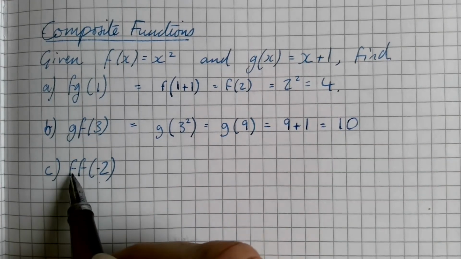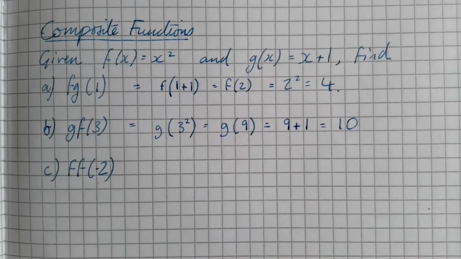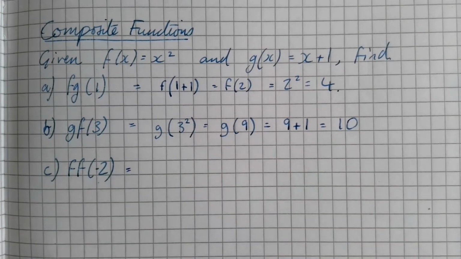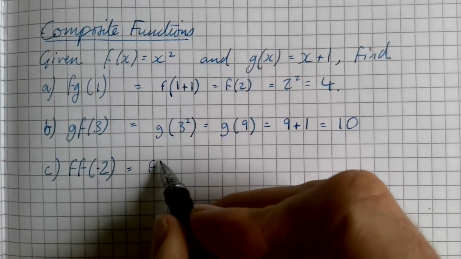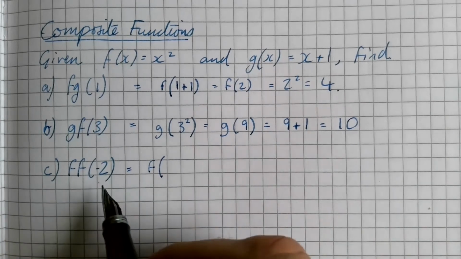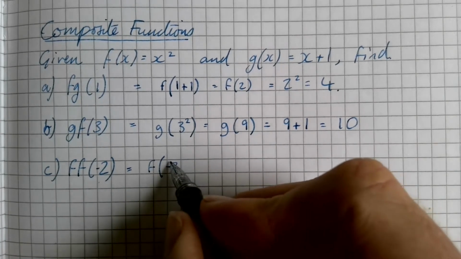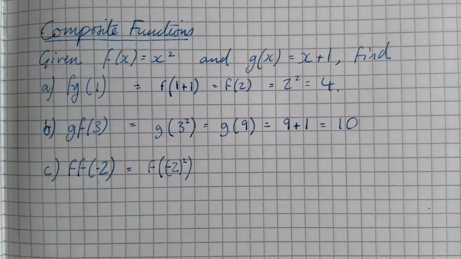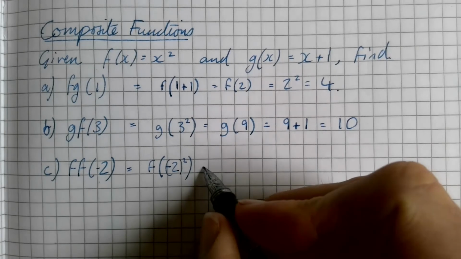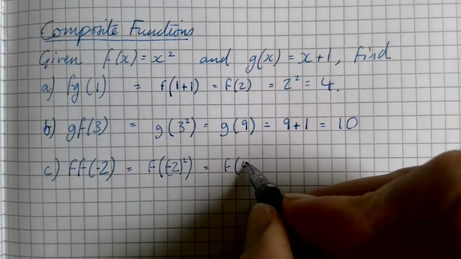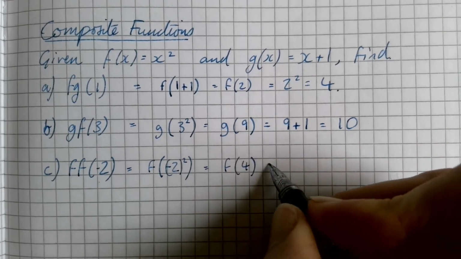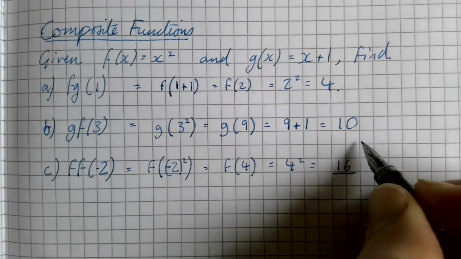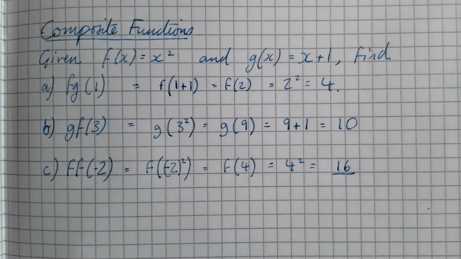The last one, if you'll see F and F there, sometimes you can see F squared written as well. Then we're going to start off by doing F and then putting it through F again. So it's negative 2 squared, and then that's going to go through. So negative 2 squared is 4, and then we're going to do the same thing again. So that'll give us 4 squared, which is 16.